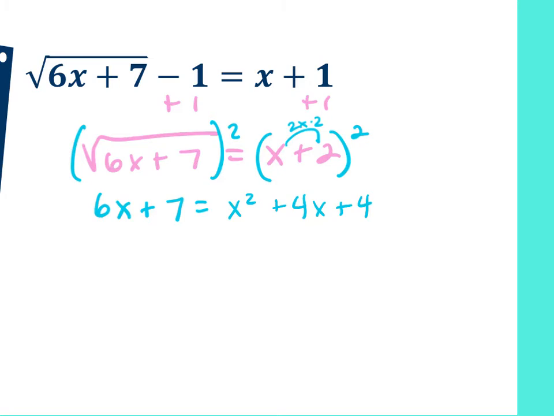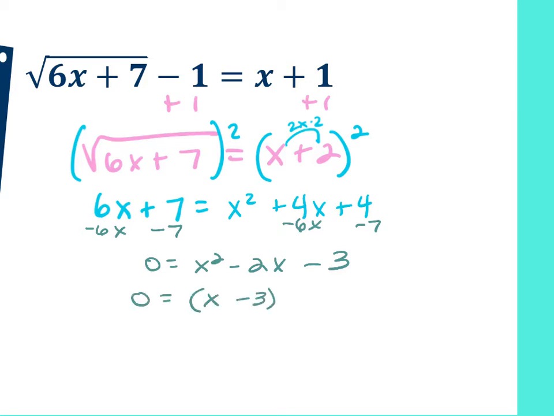Okay. So again, x squareds and x's. I'm going to have to factor, get everything to one side, subtract the 6x and the 7. 0 equals x squared minus 2x minus 3. x minus 3, x plus 1, and this becomes 3 and negative 1.